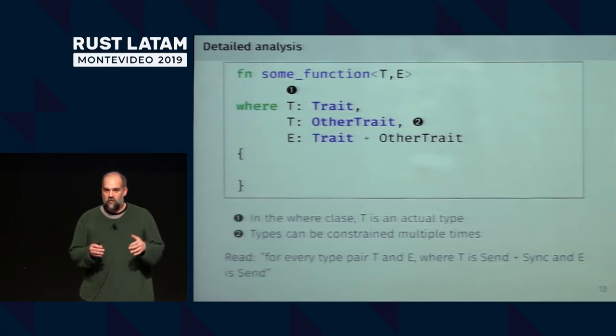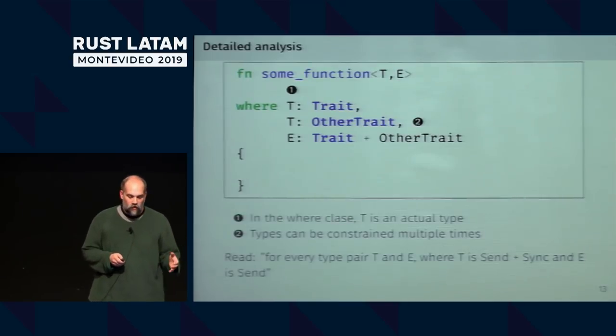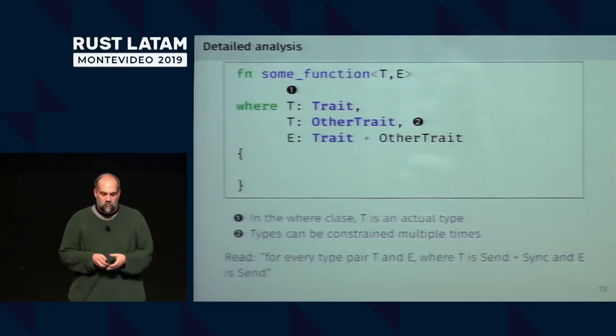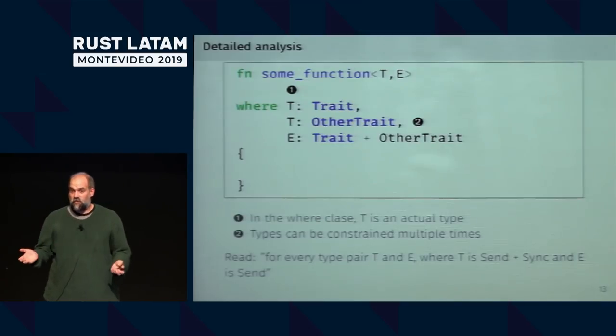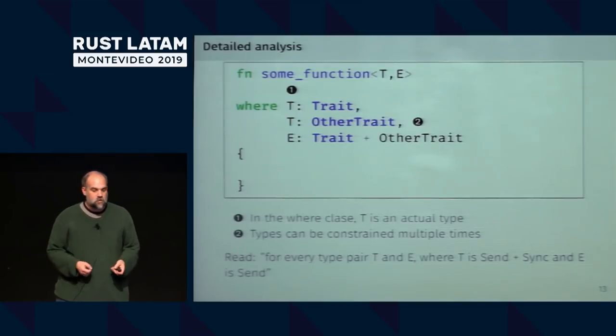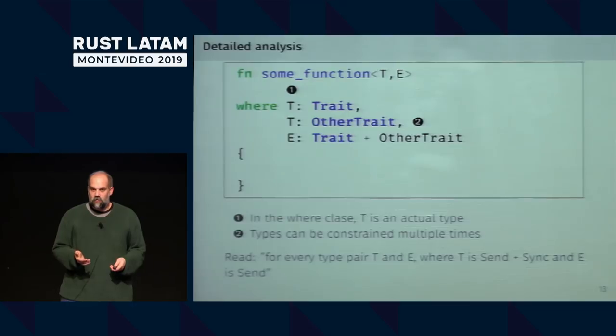So it can state bounds multiple times. I can say I want T to implement a trait called Trait and a trait called OtherTrait. Or I could have another type E that implements Trait plus OtherTrait. So I can do both of these. That's functionally the same, but for ordering your code, it just helps a lot.